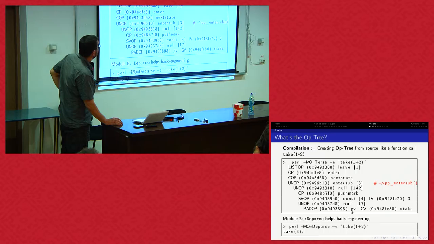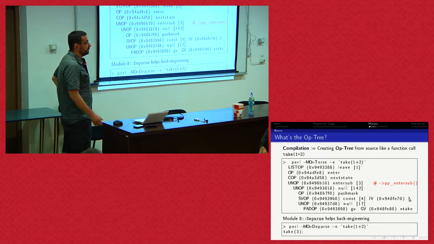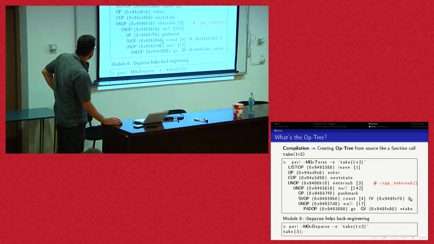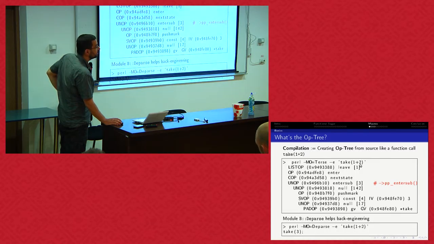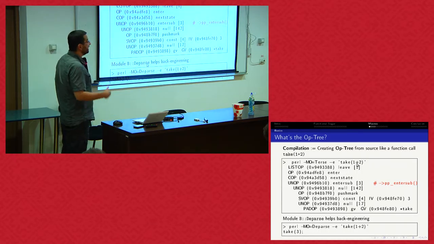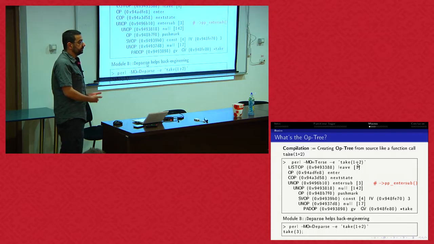Because 1 plus 2 is automatically optimized by Perl. That's one of the things you have to think about, that things which are constant, which can't be changed anymore, are optimized and inlined. So if you run B::Deparse, it's the second step. What does B::Deparse do?